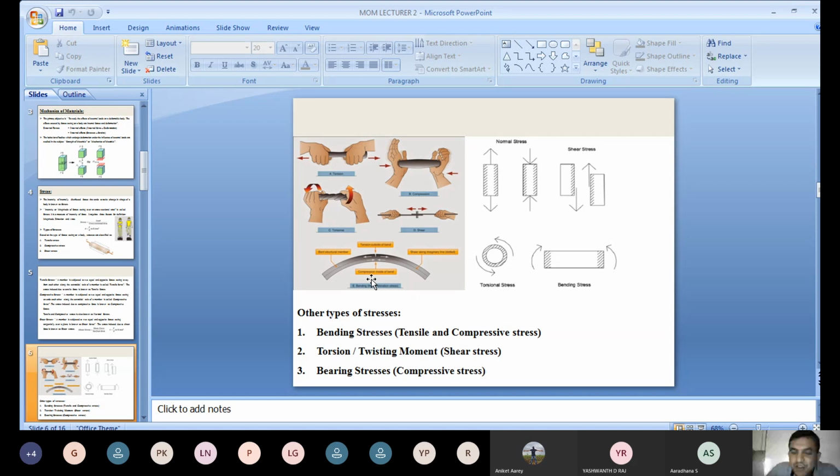Okay, so what are we doing here? We are pulling the rope, right? Yes or no? Yes, sir. The rope is subject to what type of force? Tensile only, right? Tensile force, sir. Both, away from each other.